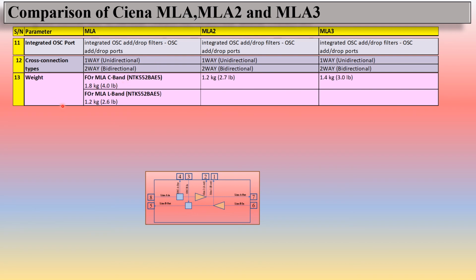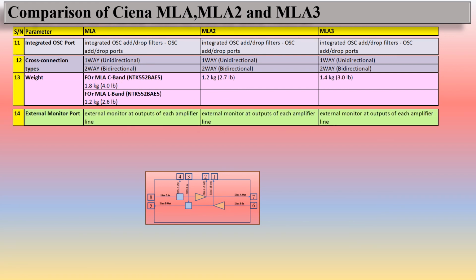Weight: there is a difference in weight. You can see for MLA C band, in case of MLA it is 1.8 kg, for MLA L band its weight is 1.2 kg. In case of MLA2 the weight is 1.2 kg. In case of MLA3 it is 1.4 kg. So MLA3 is a little bit higher than MLA2, and MLA C band is the heaviest of all the types of MLA. External monitor port at output for each amplifier line: this is again a similarity, this functionality is available in all three MLAs.